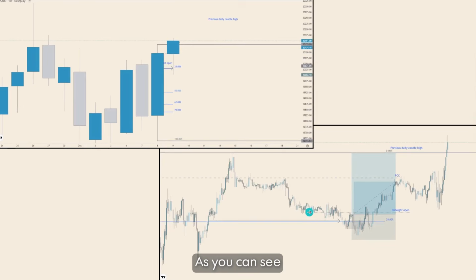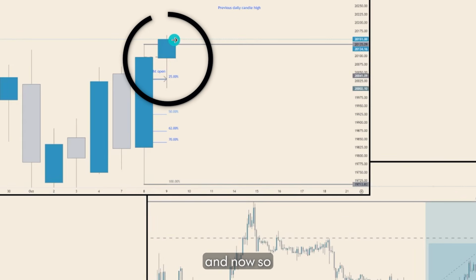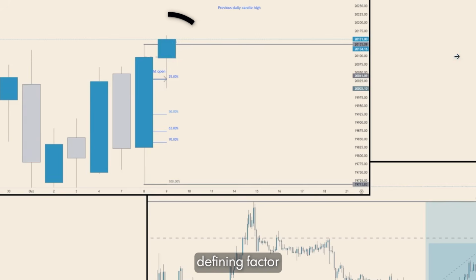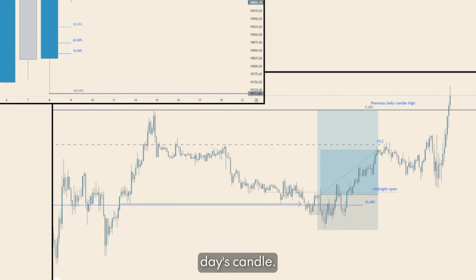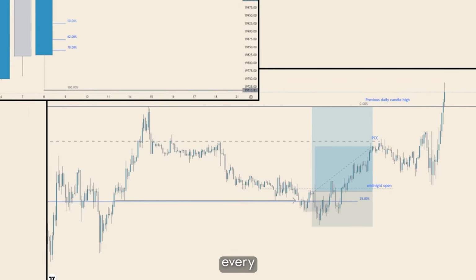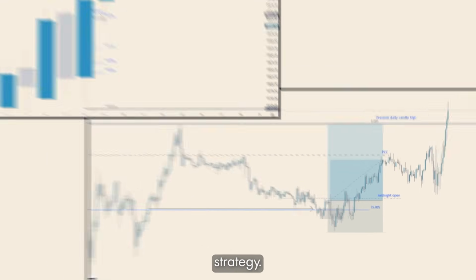And there we go. As you can see, we bought below the midnight opening, and as well, we start to see price start to extend higher, going towards that previous daily high as our TP point, okay? And there we go. That once bearish candle has now fully started to flip bullish and now starting to create that major body, okay? This is the key defining factor of this exact strategy. You are literally trading the current day's candle, and this is why you can even look to trade every single day's candle using this exact strategy.